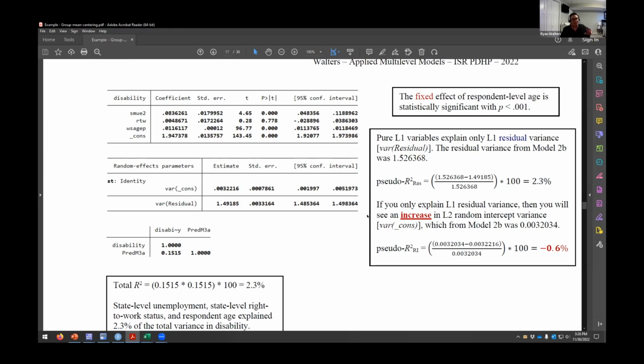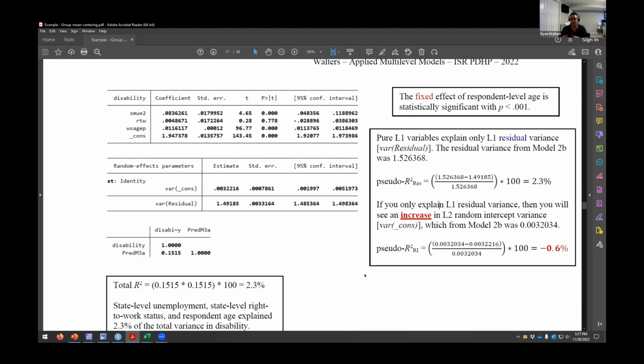One thing I had said, I think twice, is that if you have a predictor that only explains level 1 residual variance, you are going to see a slight increase in level 2 random intercept variance. And an increase in level 2 random intercept variance means that your pseudo R square is negative. Okay. Previously, that had been a concern. For this case, this is expected.